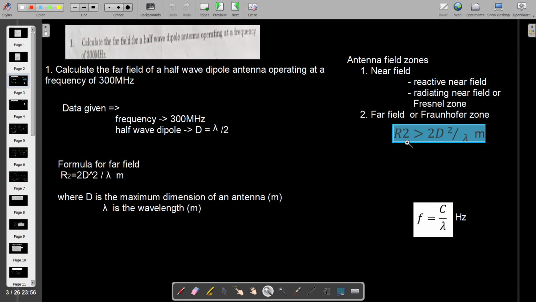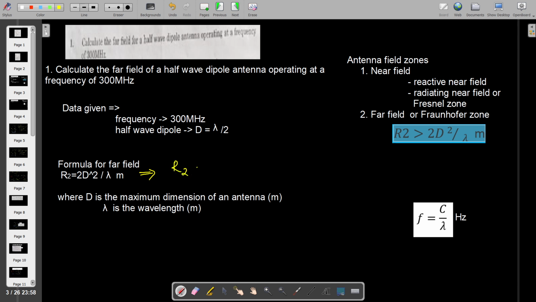That can be calculated as R2, the radial distance R2, that is greater than 2d square by lambda meters, where d is the dimension of the antenna. Here the antenna mentioned is a half wave dipole antenna. For the half wave dipole antenna, the dimension or the length is taken as lambda by 2, for a particular operating frequency of 300 megahertz. In this formula we have only lambda and d. So using this formula we can calculate.